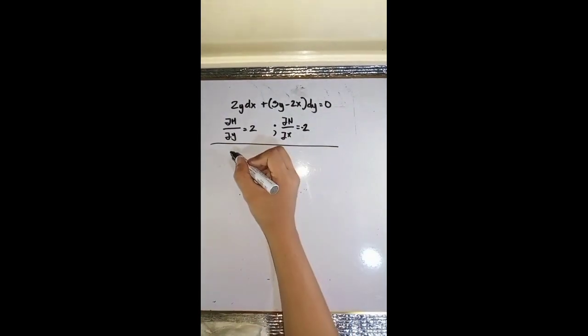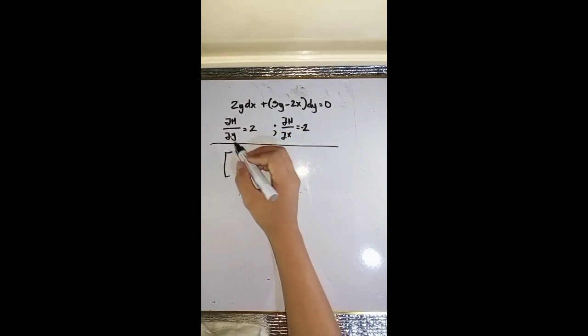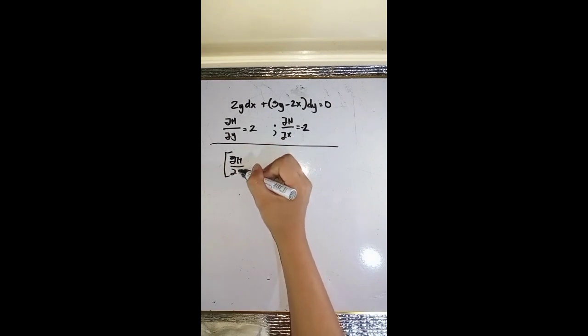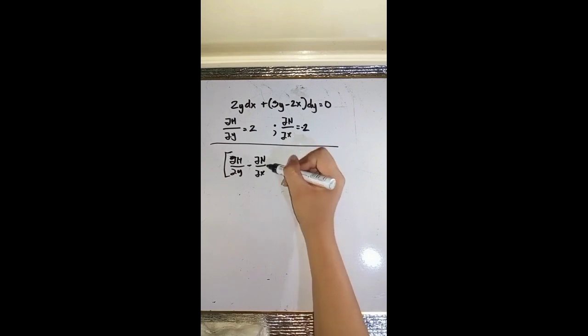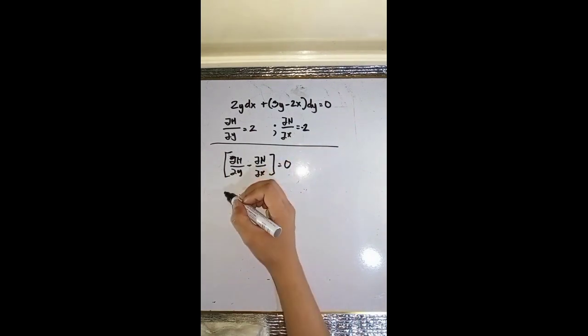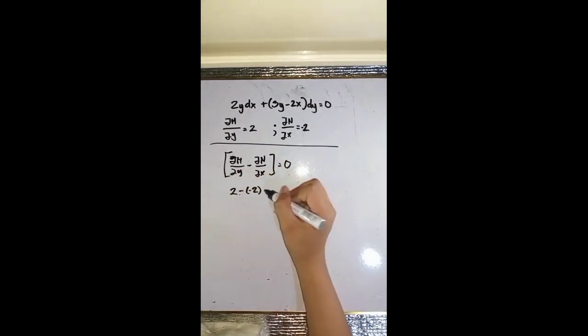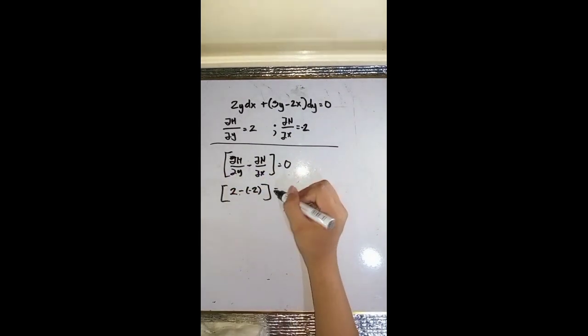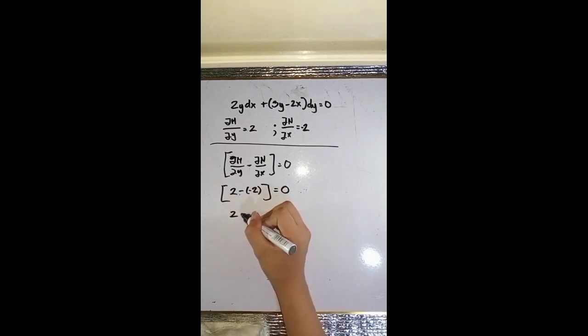So, the partial derivative of M with respect to y minus the partial derivative of N with respect to x, which is not equal to 0. Substitute the values: 2 minus negative 2 is equal to 4. So 2 plus 2 is 4, not 0.